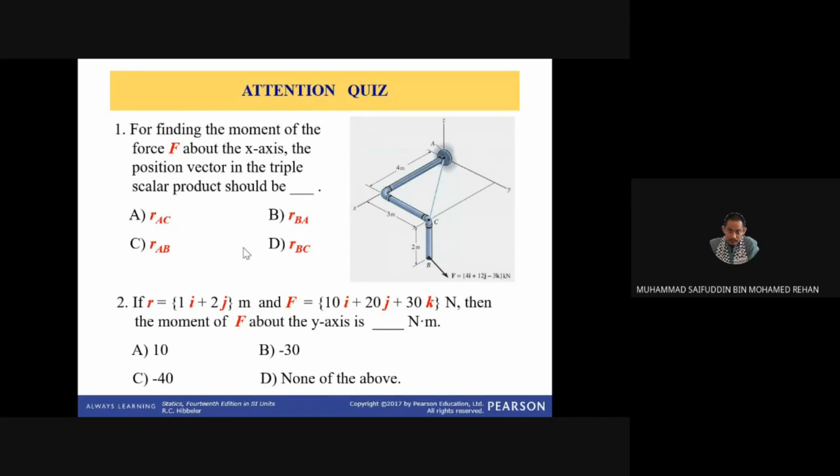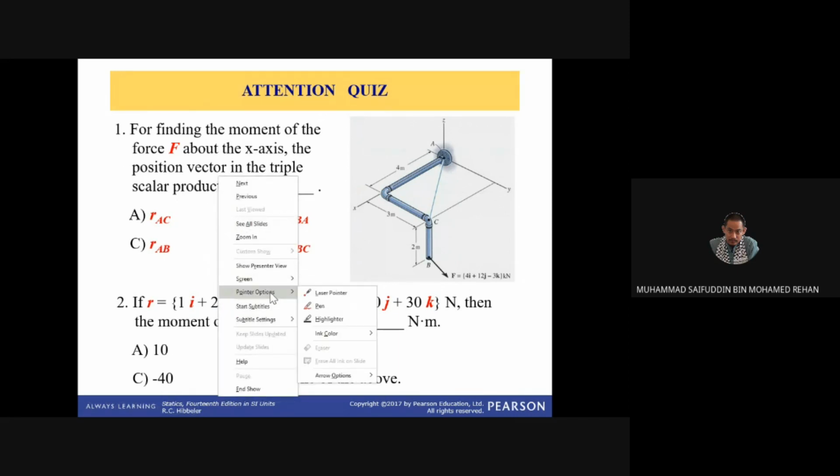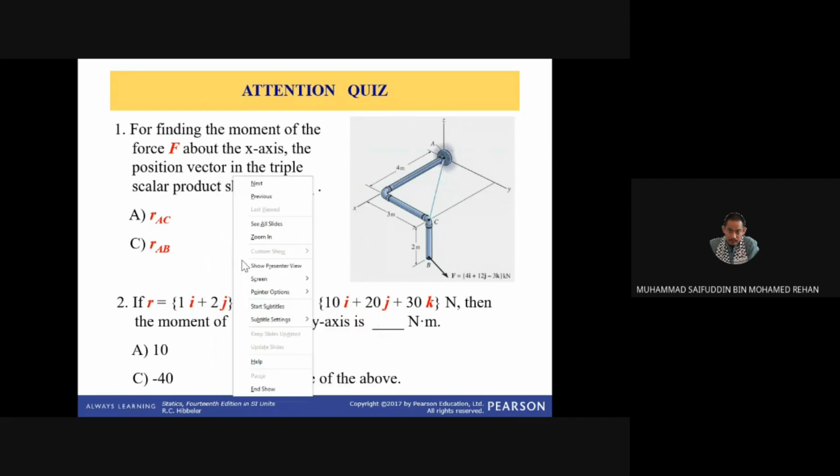And you asked about this question for both of these. All right, so for number one, for finding the moment of the force F, so we have the force F here, about the x-axis, the position vector in the triple scalar product should be, all right. Where's my mouse here? Okay. Let's use.